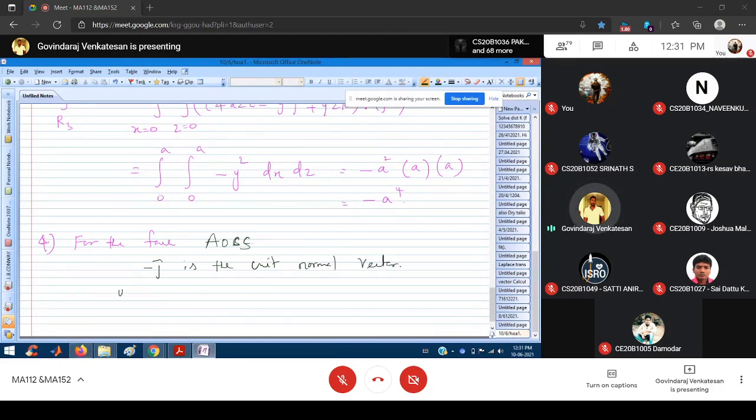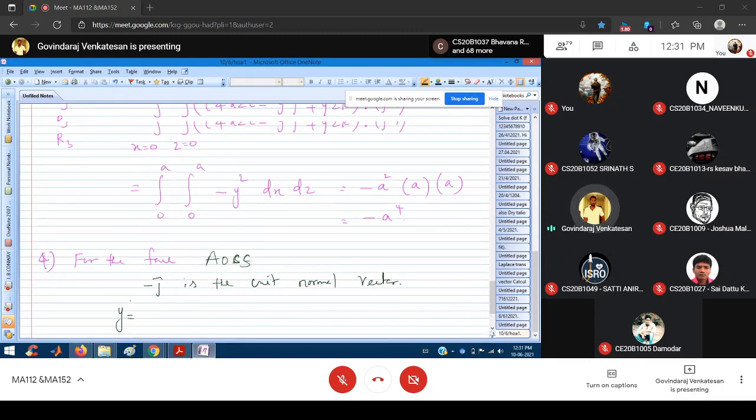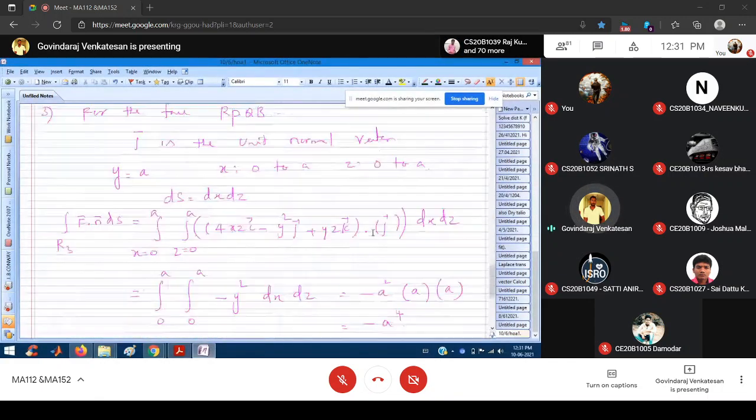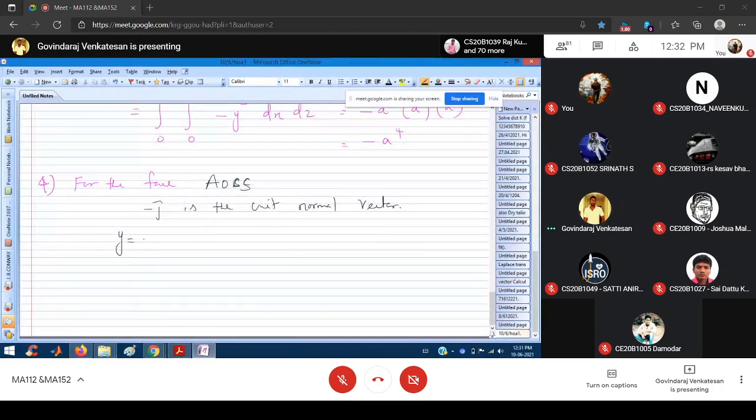What is the value of y there on the surface? The surface lies exactly on the x-axis and z-axis, right? So therefore the value of y is 0. Also on that surface, x is varying from the point O to A, that means 0 to a, and z is varying from 0 to c. Therefore ds you can write as dx into dz.